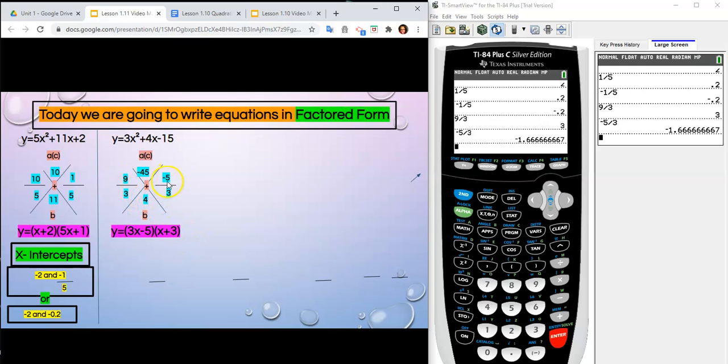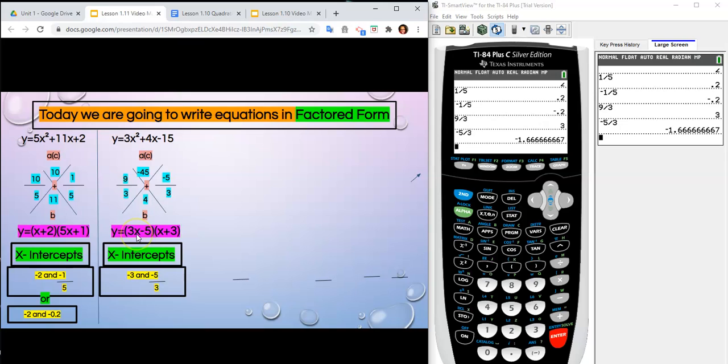But this right here, because I'm going to leave it written as a fraction, this 3 goes in front of the x, and then -5 comes from this top number that's left over. All right, so now when we talk about our x-intercepts, I can very easily derive the x-intercept from this because there is no number in front of x. So I know that my x-intercept is -3.